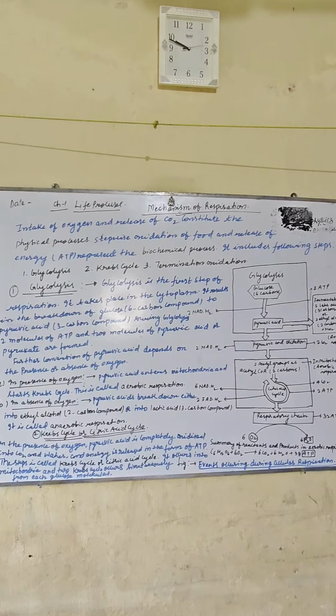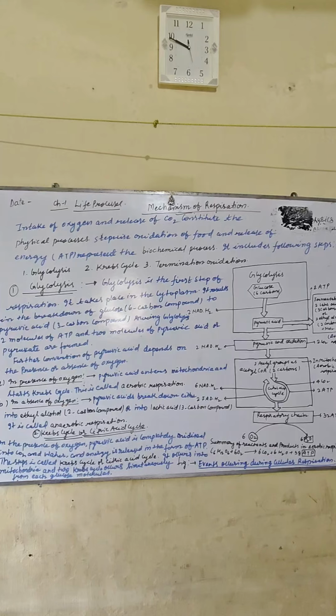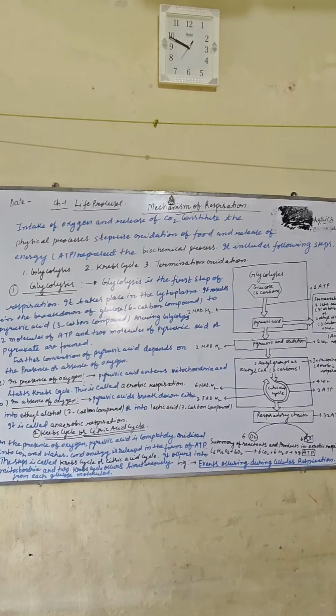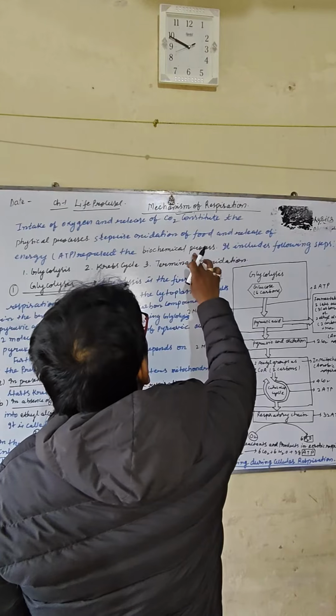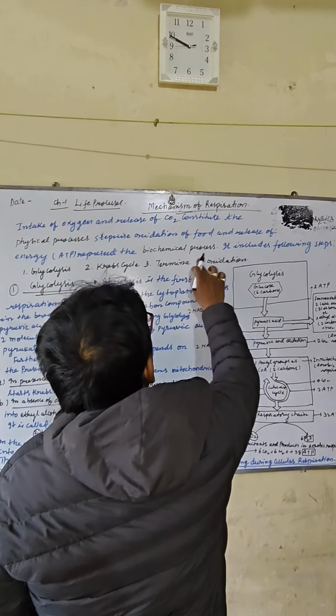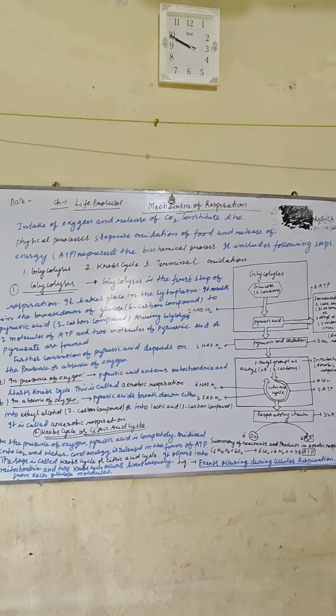Intake of oxygen and release of carbon dioxide constitute the physical processes. Stepwise oxidation of food and release of energy in the form of adenosine triphosphate represent the biochemical process. It includes the following steps: first is glycolysis, second is the Krebs cycle, and third is the terminal oxidation. So my dear student, this is the process.